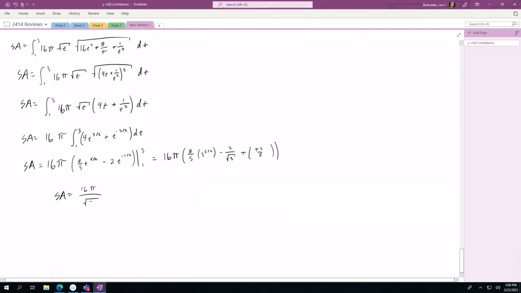I'm going to go ahead and factor out 1 over the square root of 3. Actually, I'm not. 16 pi times 8/5 3 to the 5/2 plus 2/5 minus 2 over the square root of 3. Or minus, sorry, yes, minus 2 over the square root of 3. And that would be my final answer.